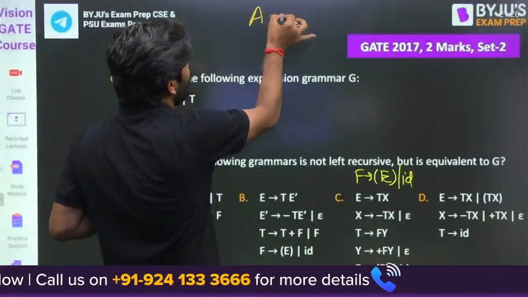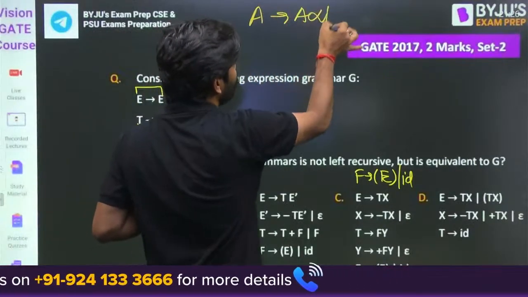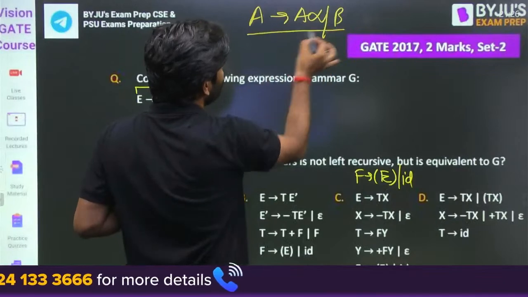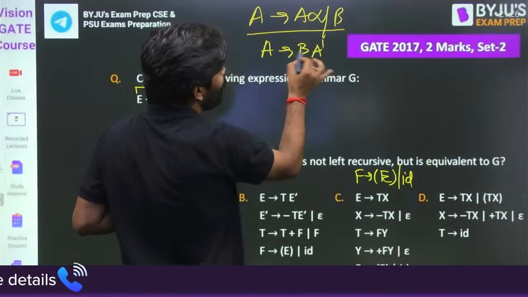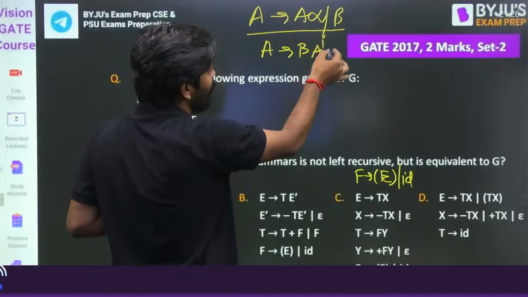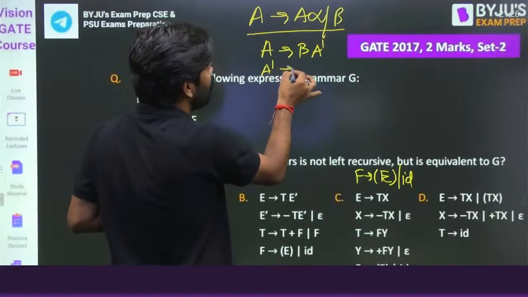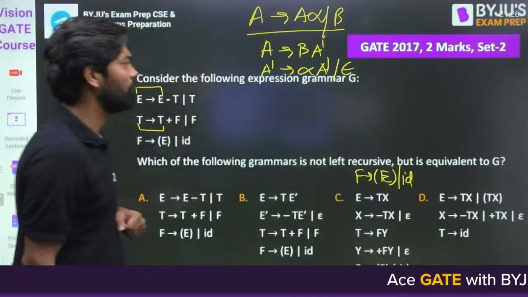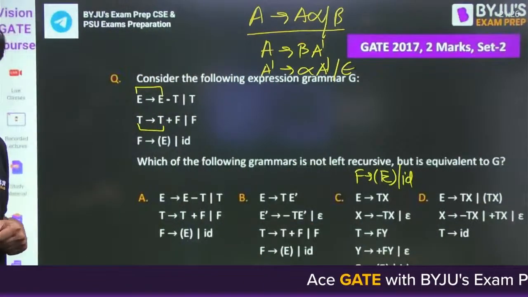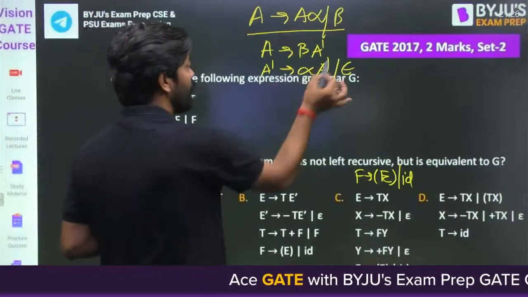Fine. So I think everyone knows: A goes to A alpha or beta. How to convert this one? A goes to what, my dear friend? Beta A dash. I want beta, so beta followed by any number of alpha. Beta A dash, and A dash goes to alpha A dash or null. Is that clear? Because I want a single beta, that's why I put null here.